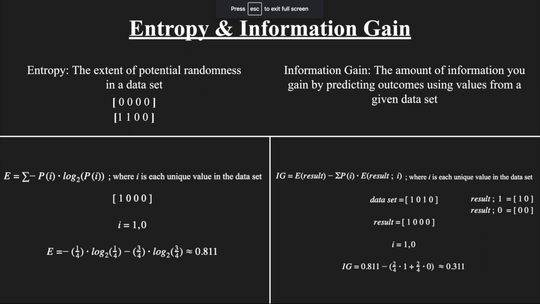Next is the entropy and information gain. The entropy of a dataset is simply the extent to which randomness can occur. In the first set, regardless of how you ordered the data, you still get 0, 0, 0, 0. On the other hand, in the second dataset, you can get a multitude of combinations.